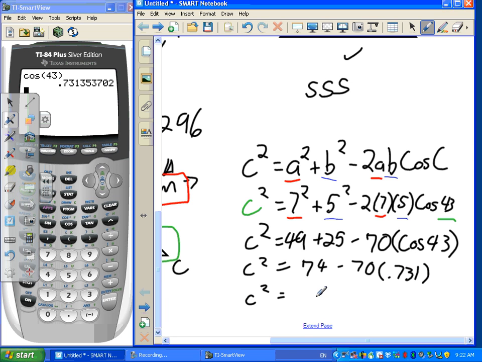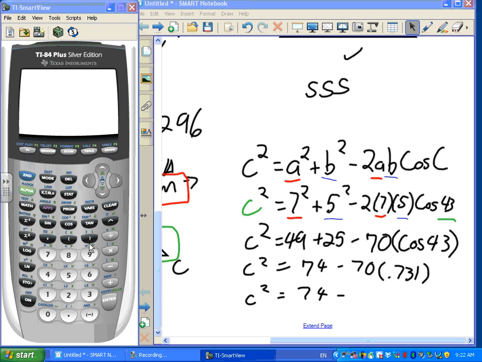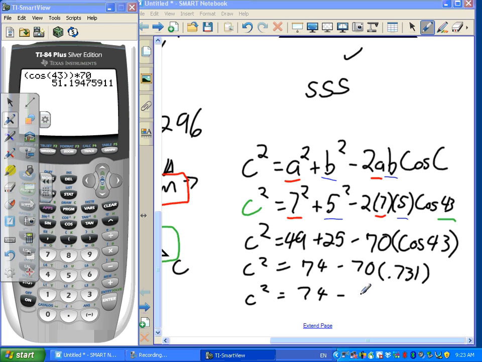My next line, I'm going to figure out what 70 times that is. Oh, I shouldn't have cleared it. Let's try that again. I could have done that all in one shot, so I'll show you. We could go cosine 43 multiplied, let's make sure we do it in brackets. Cosine 43, so note that first, times 70 equals 51.194.